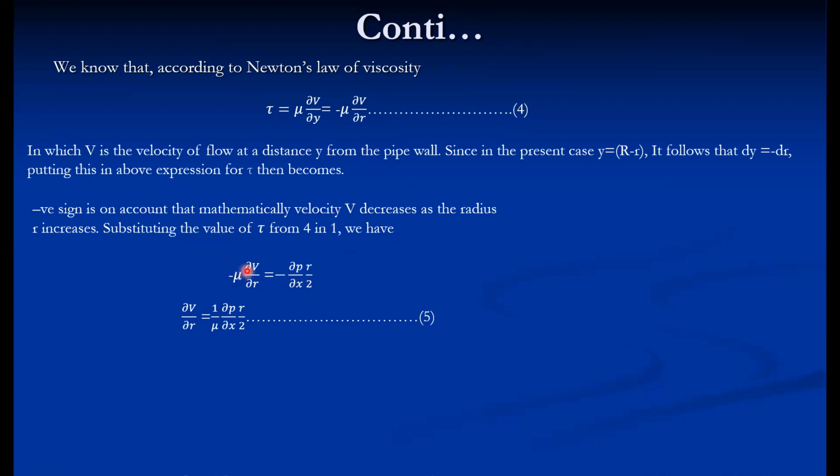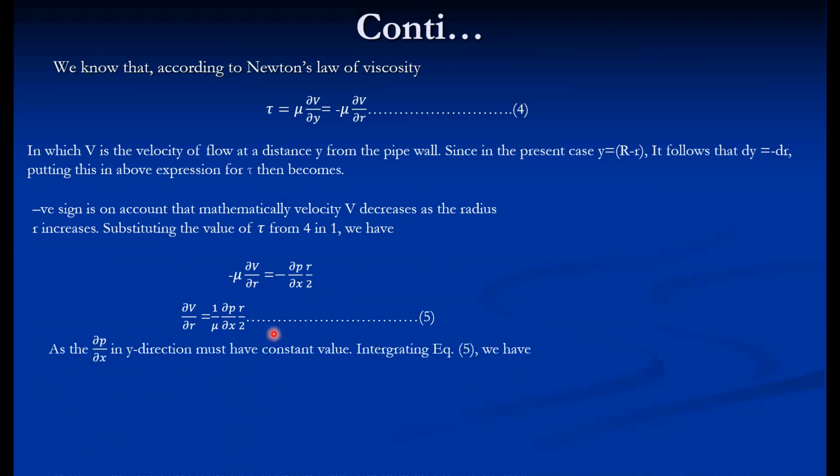So that is ∂v/∂r equal to 1 upon mu into ∂p/∂x into r by 2. This is obviously a small v. It's a printing mistake. Because this is a local velocity we have, so whatever the v is, that is almost small v. We are calling capital V for the velocity. So this is small v. So ∂v/∂r is equal to 1 upon mu into minus ∂p/∂x into r by 2.